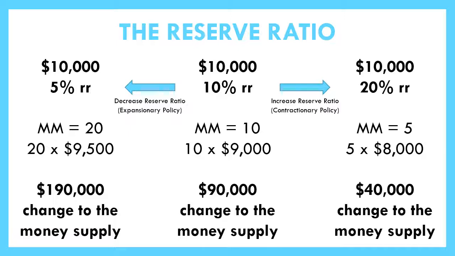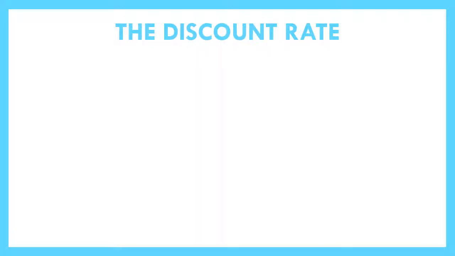So as we increased our reserve ratio, we were actually implementing a contractionary policy, meaning we were shrinking or contracting the money supply. Because if you notice, by increasing the reserve ratio, our money supply would actually decrease from $90,000 down to $40,000. We also have something known as the discount rate.